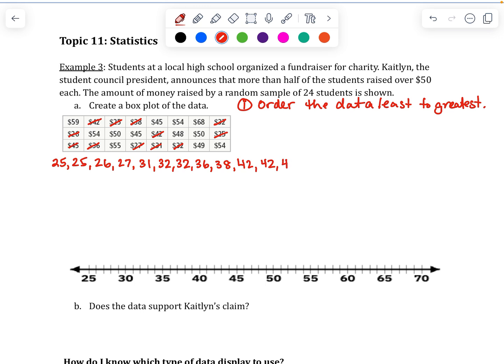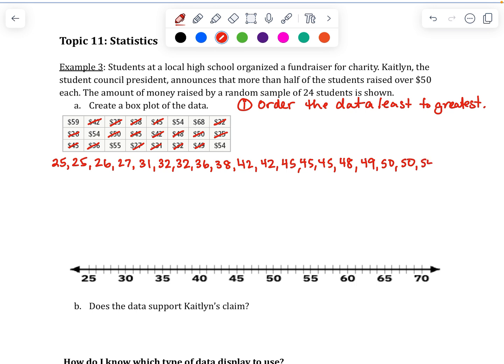45. Another 45. Another 45. So that seems like that would be our mode, or most often. Then we got 48. And 49. Then we got a 50. Another 50.